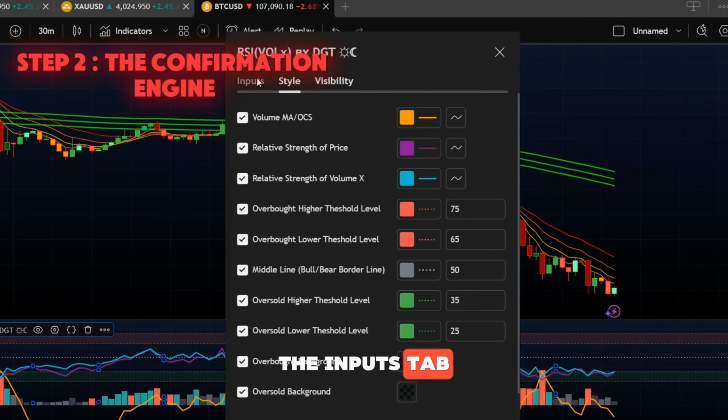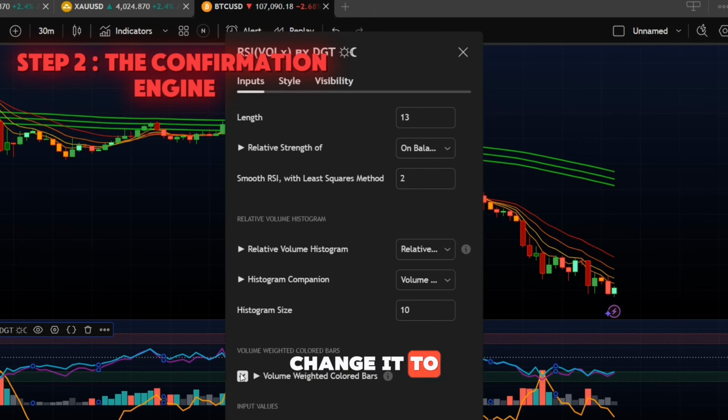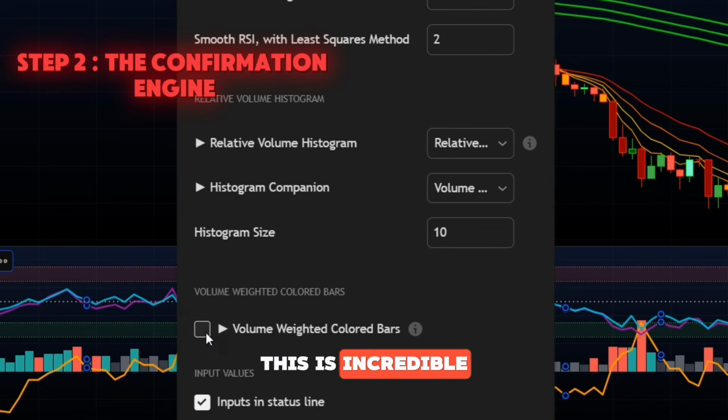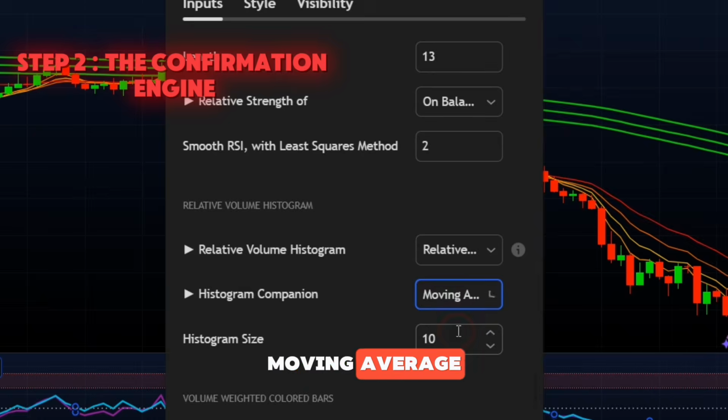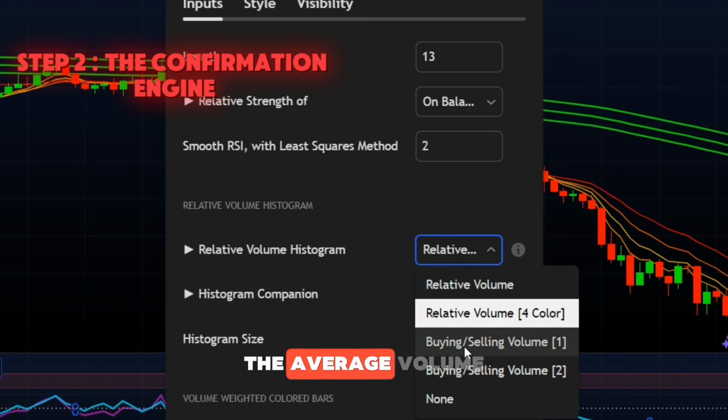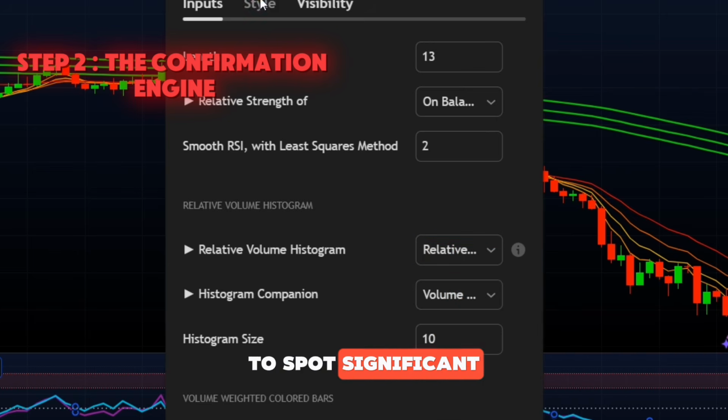In the Inputs tab, under Volume Histogram, change it to Buying and Selling Volume number 1. This is incredible. It splits the volume bar to show us who is in control, buyers or sellers. For Histogram Companion, set it to Moving Average. This orange line will show us the average volume, making it easy to spot significant volume spikes.